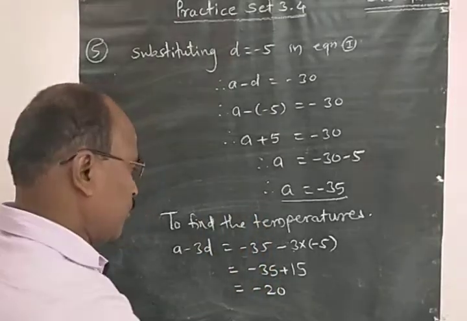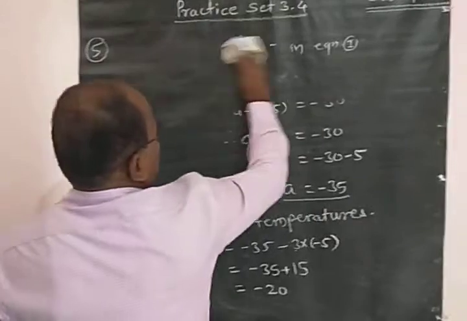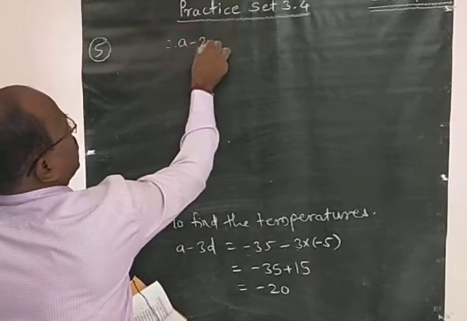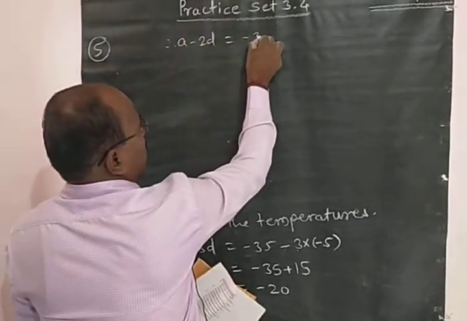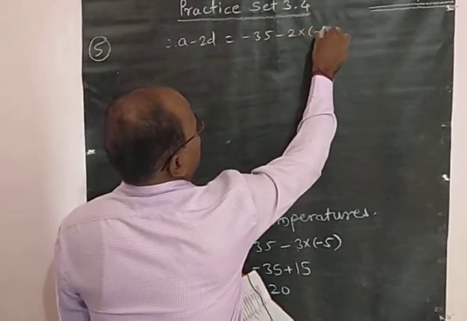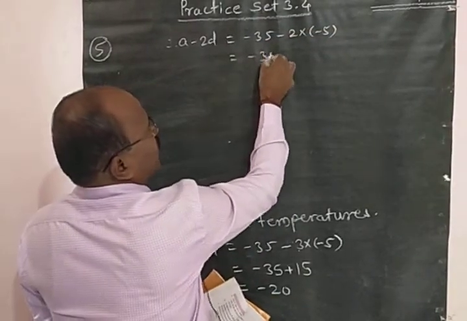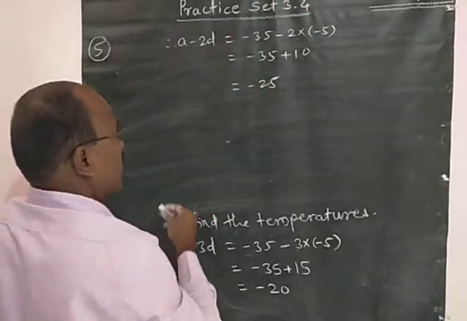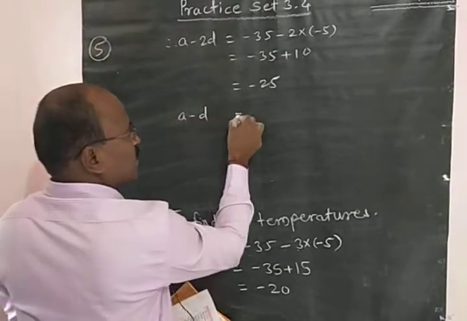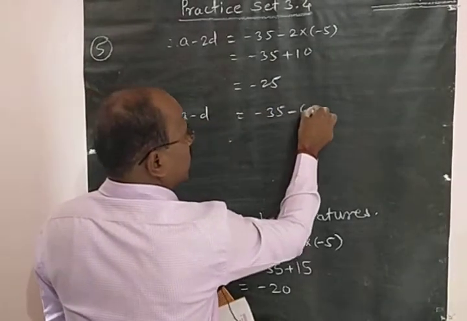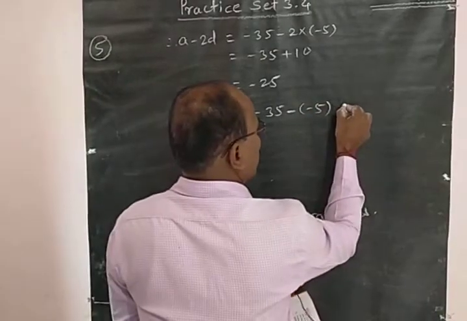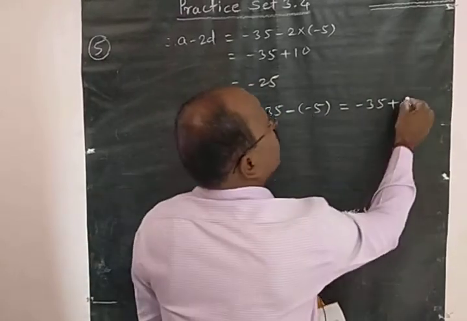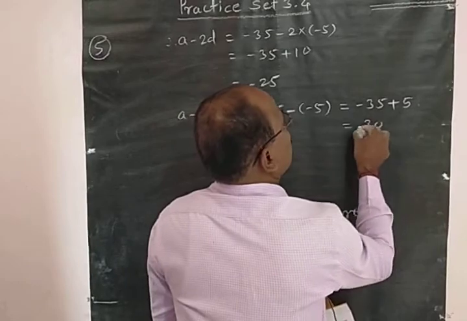Okay, minus 20. Again find A minus 2D. A minus 2D is equal to A is minus 35 minus 2 into bracket minus 5, that is equal to minus 35 minus into minus plus 10, that is equal to minus 25. Again find A minus D is equal to minus 35 minus into bracket minus 5, that is equal to minus 35 plus 5, that is equal to minus 30.